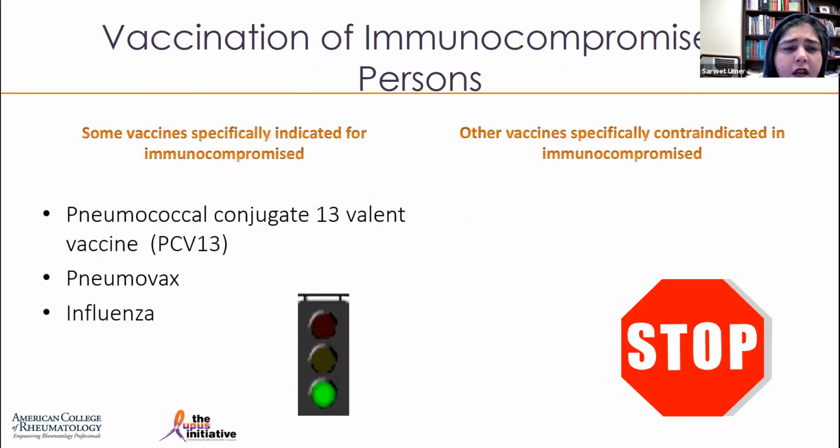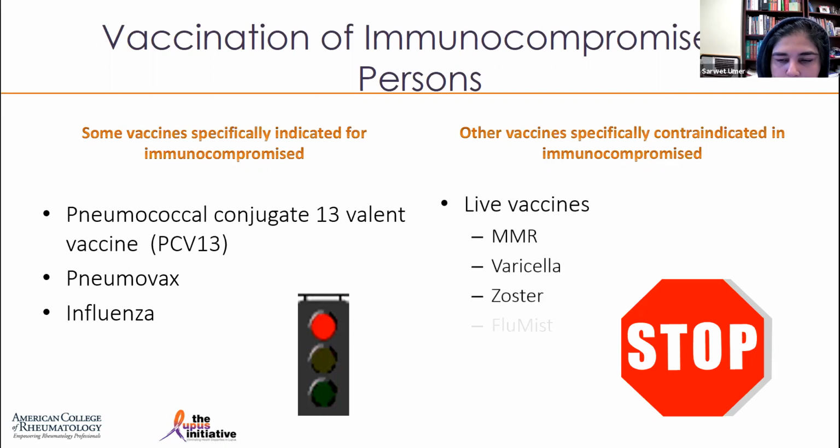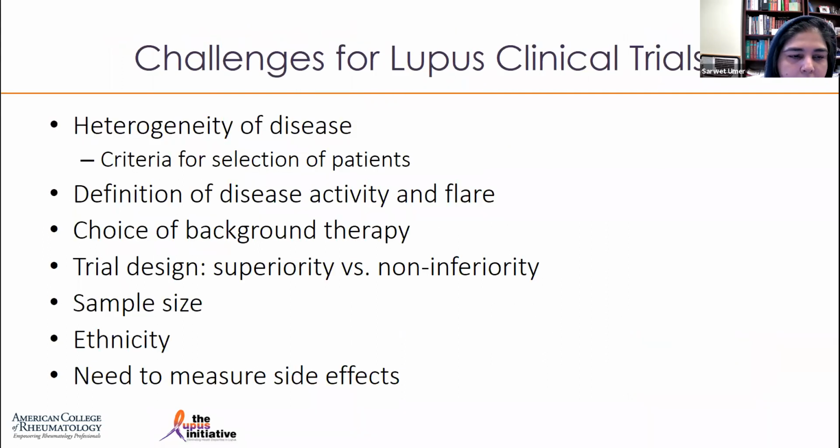What vaccinations are good for these patients that you should give include the Prevnar and Pneumovax and flu vaccine. Vaccines which should not be given to them are live vaccines like MMR, varicella, zoster, or FluMist. Now, actually, we have an inactivated zoster vaccine that would be okay to give to a lupus patient.